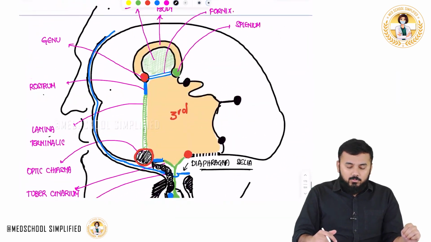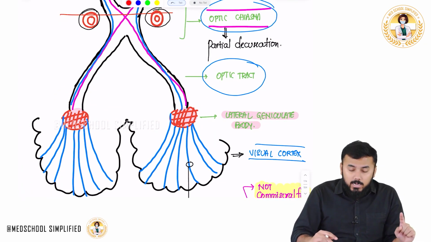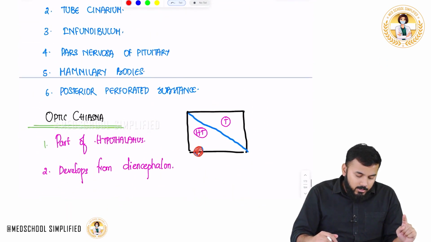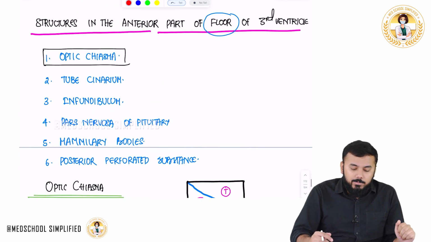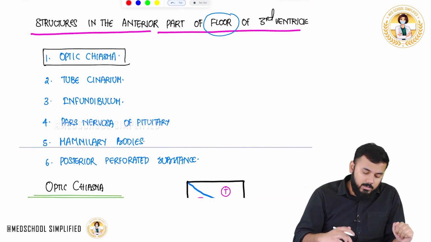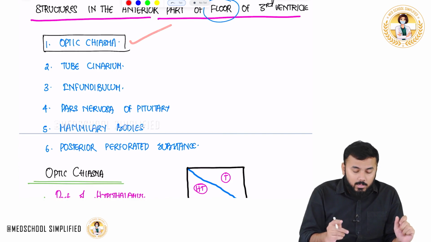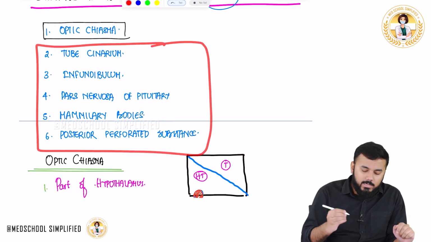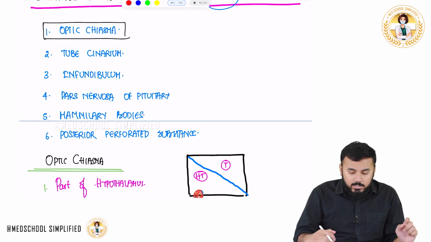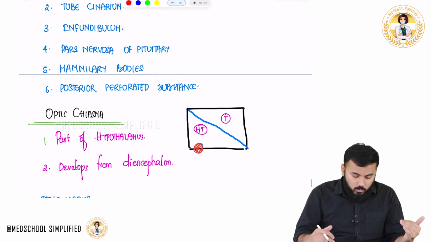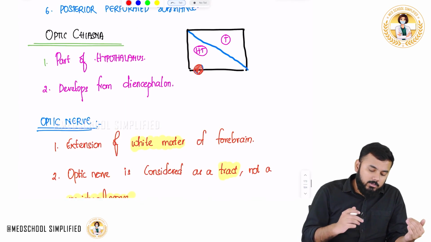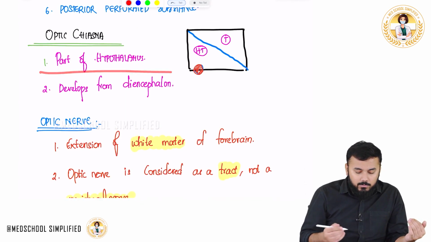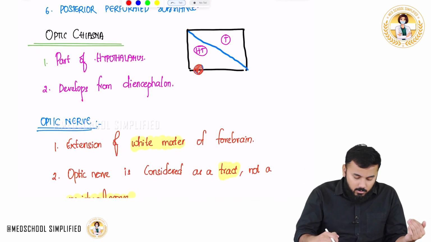So let us just discuss what are the things we have so far discussed regarding this optic chiasma and all. So here, structures that are present in the anterior part of the floor of the third ventricle, we discussed the optic chiasma. Now what we shall discuss is all these structures at a single time, and discuss that all these structures are forming the floor. Okay. Next, this optic chiasma is a part of the hypothalamus, developing from the diencephalon.